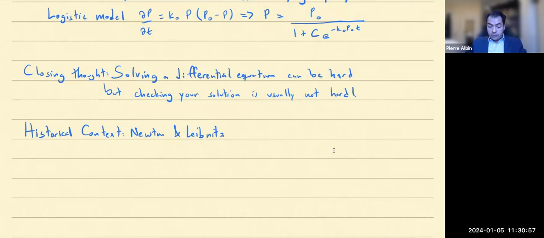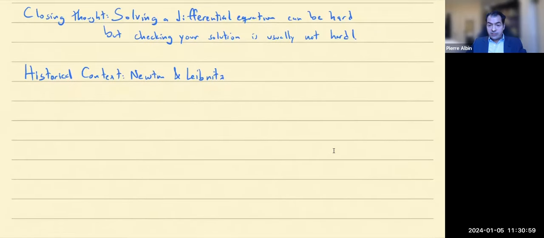Okay, so the historical context. Well, the first and simplest differential equation is to try to find some function whose derivative is another function. This is as simple a differential equation as you could hope to write down. And of course, we know the solution, right? The solution is, well, just integrate both sides with respect to t.